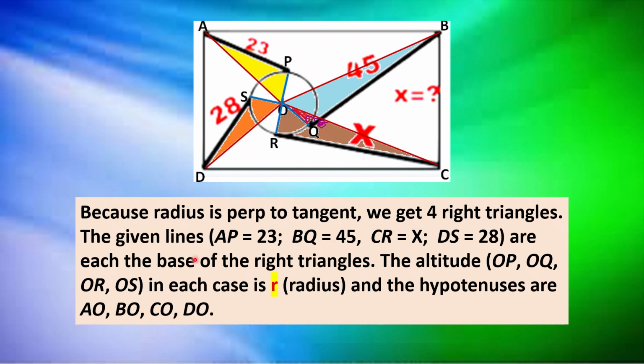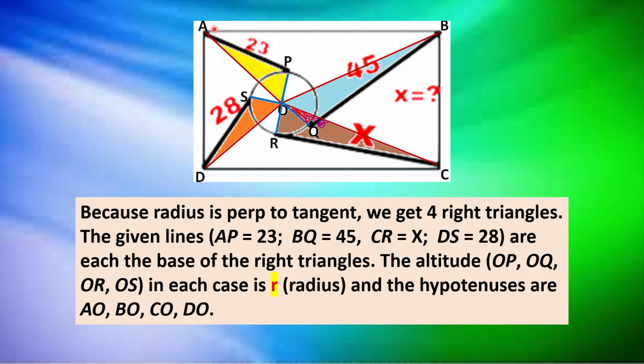These are the base. Each of them forms the base of the respective right triangles. The altitudes OP, OQ, OR, OS in each case is R, that is radius, and AO, BO, CO and DO, they form the respective hypotenuse of the right angle triangle. So we have in each triangle, the tangent is the base, the radius is the altitude, and the line joining the vertex and the center, that is the hypotenuse.